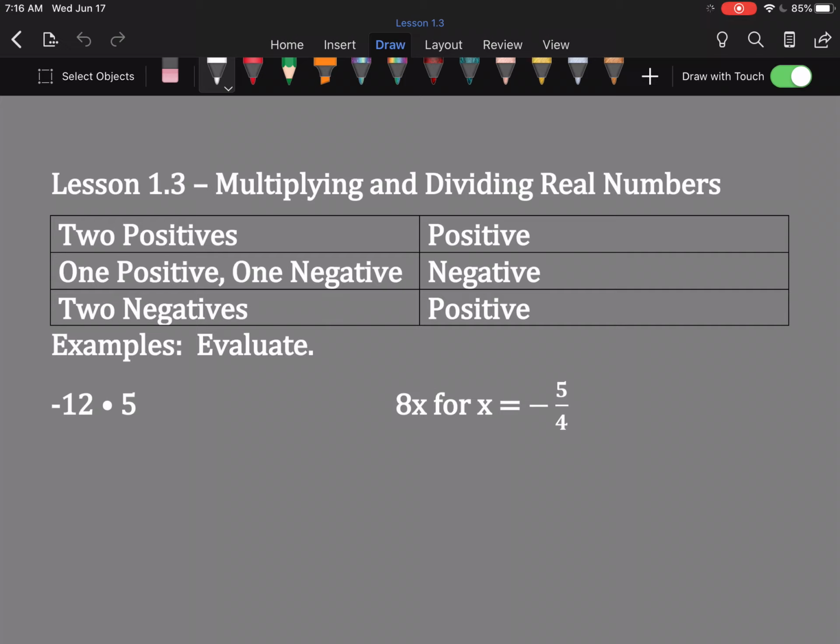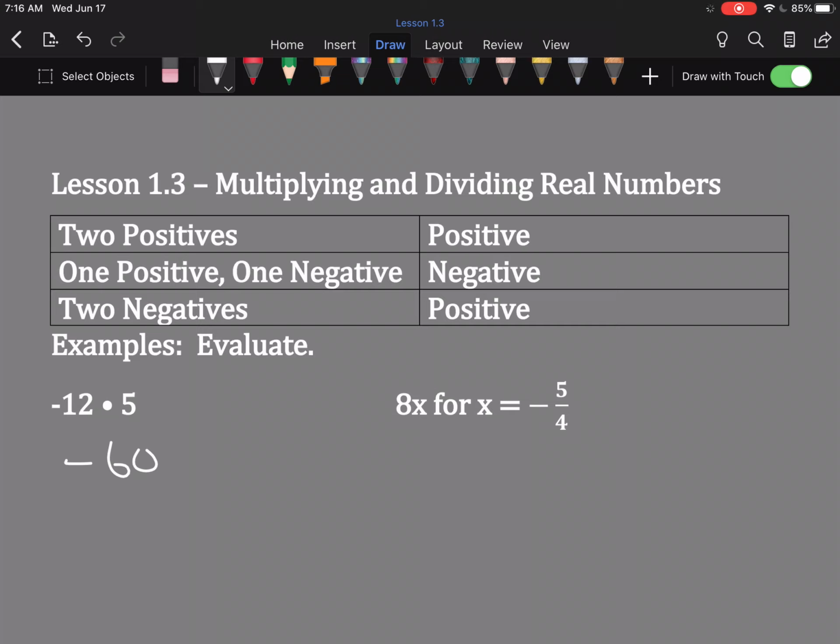Key thing there, and the signs are in the front of my room. Same sign, positive, different sign, negative. This is for multiplying and dividing only. So, negative 12 times 5, those have different signs, so our answer will be negative. And 12 times 5 is 60.